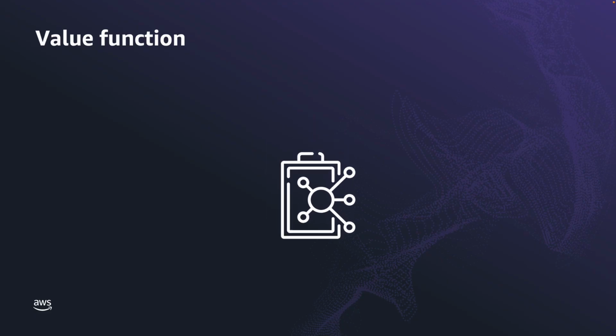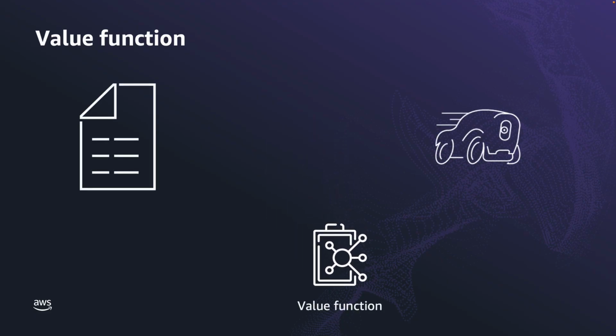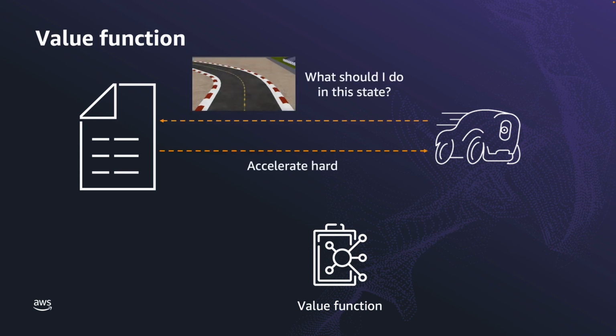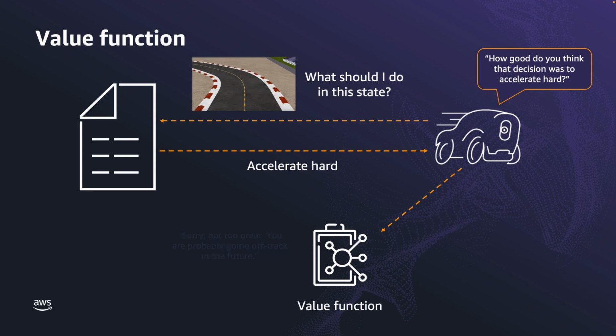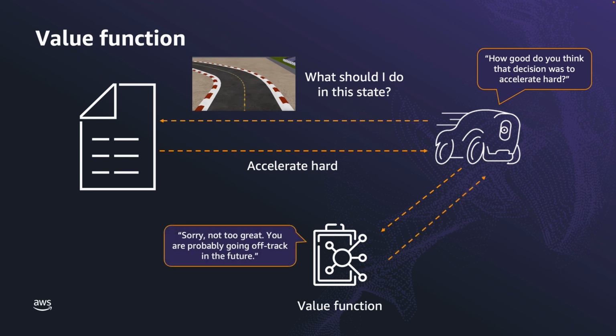Let's use another example. Say the agent is approaching a corner. The algorithm queries the policy about what to do, and it says to accelerate hard. The algorithm then asks the value function about possible future rewards from the result of accelerating hard. Unfortunately, the results are not too good, as it's likely the agent will go off track in the future due to its hard acceleration into the corner.